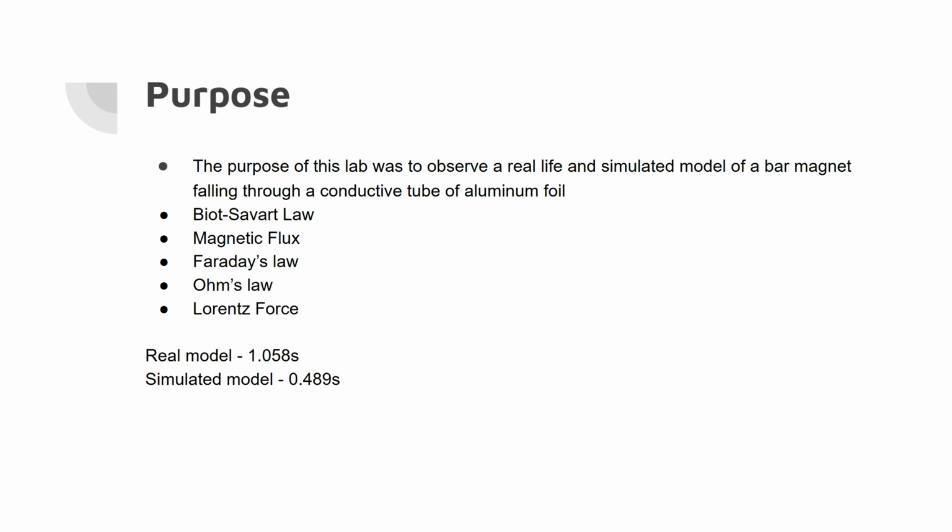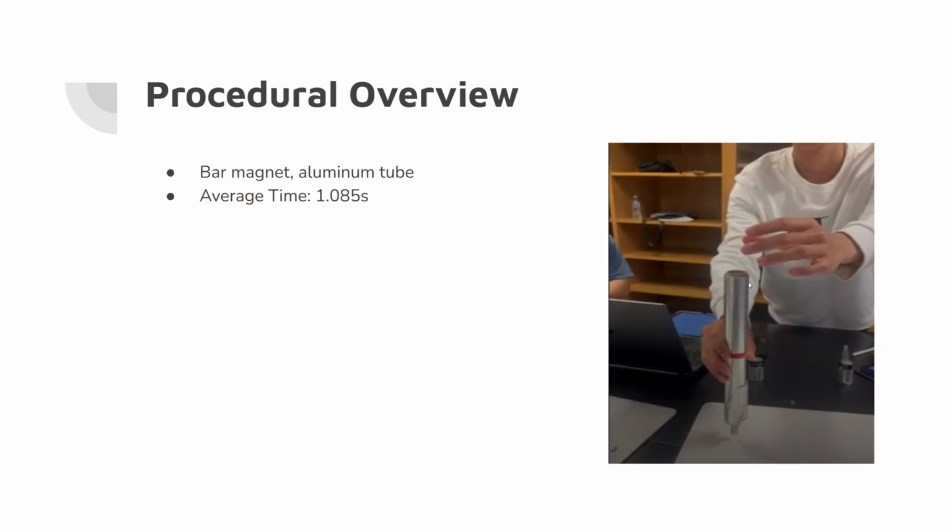a magnetic field. Through the use of all of these concepts, we're able to analyze the behavior of a bar magnet falling through a conductive tube of aluminum foil. In the real life model, the average time that the bar magnet stays in the tube was 1.058 seconds, and in the simulated model, the time for the magnet to stay in the tube was 0.489 seconds.